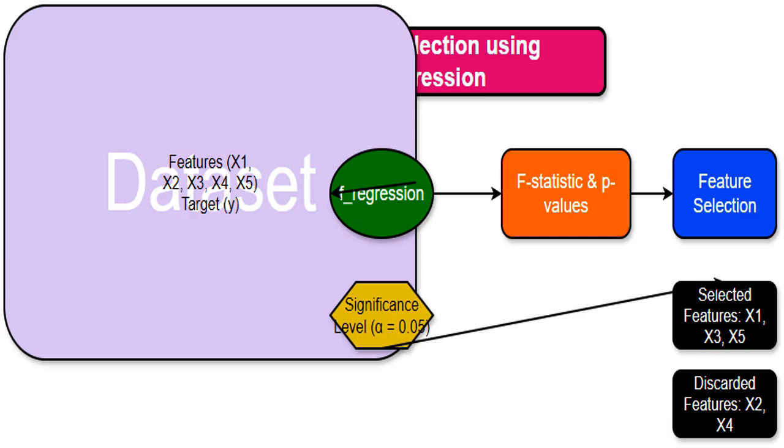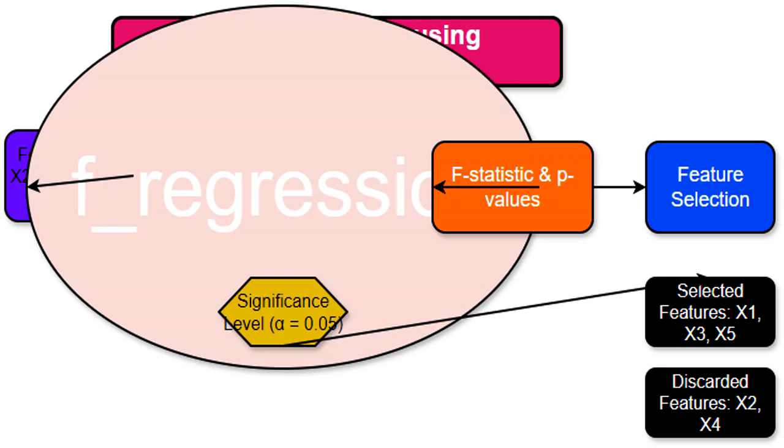I'm working with a dataset containing 5 features, x1, x2, x3, x4, x5, and a target variable, y. I'll use these features to predict the target variable using a regression model. I'm using Sklearn's f_regression function. This statistical test helps me determine which features are most important for my regression model by assessing their relationship with the target variable.